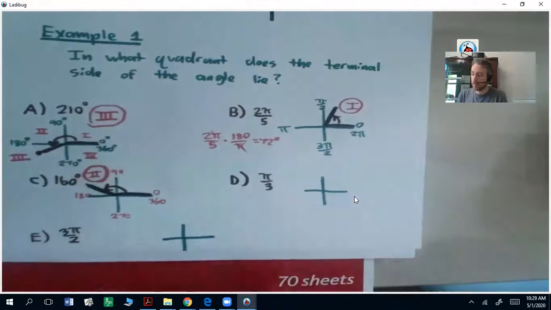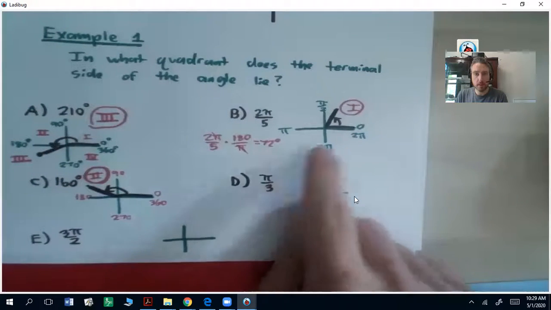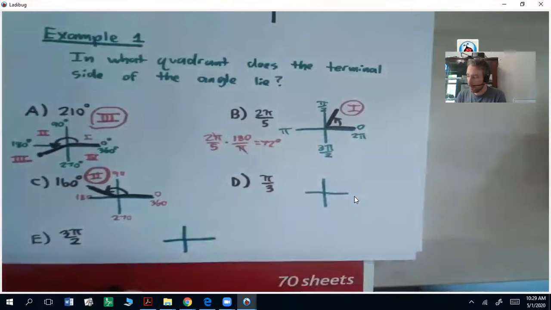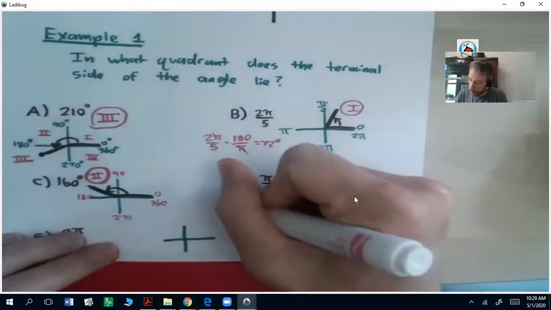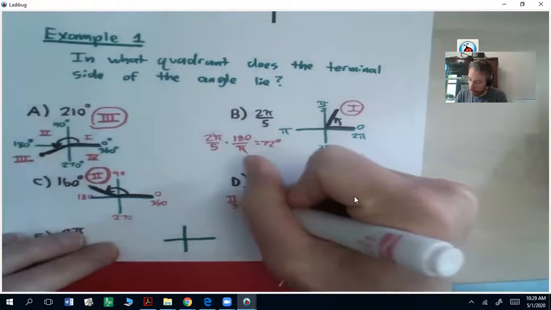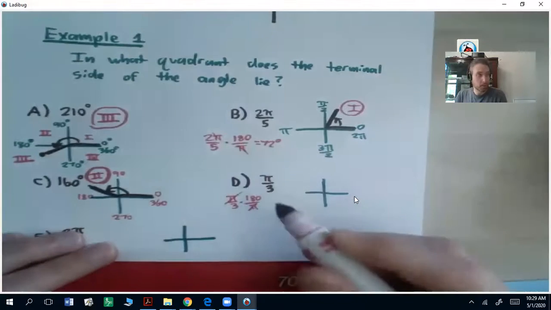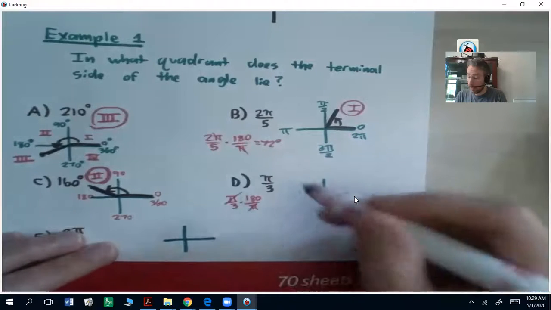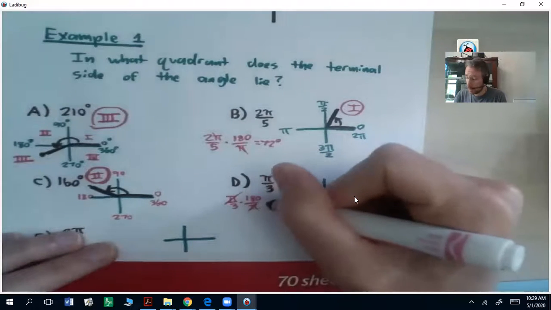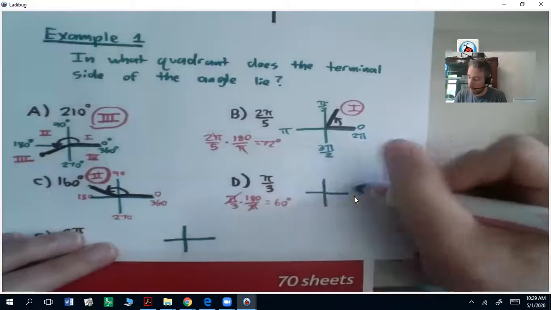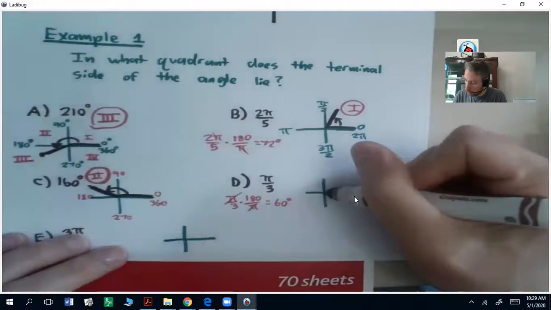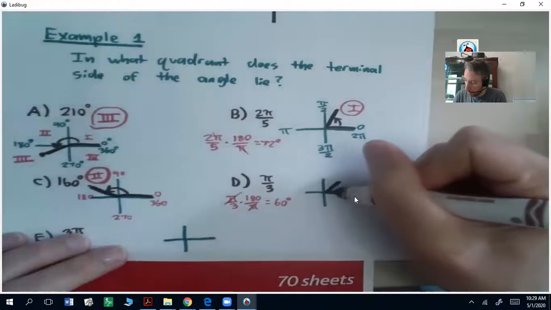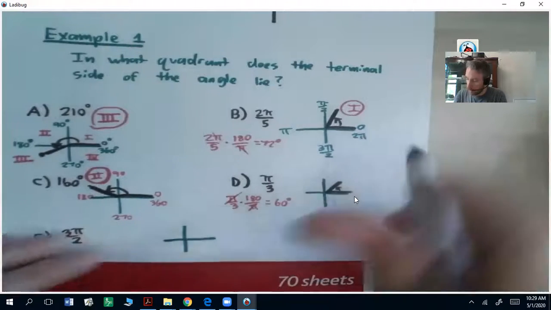Pi over 3, that's 1/3 pi, should be between 0 and 1/2. We can convert that to a degree. We can do pi over 3 times 180 over pi. And if the pi's cancel out, then 180 divided by 3, 18 divided by 3 is 6, so that should be 60 degrees. So that's again in quadrant 1. 60 degrees, maybe about right here. And that'll be in quadrant 1.